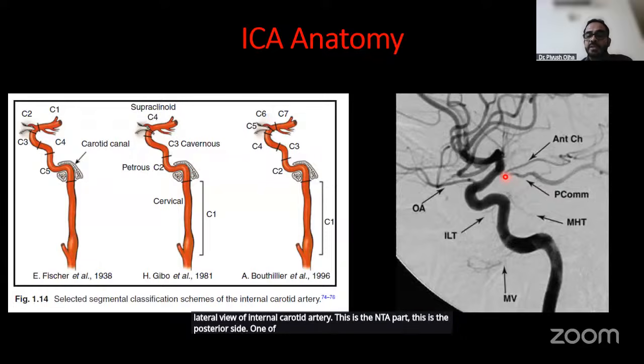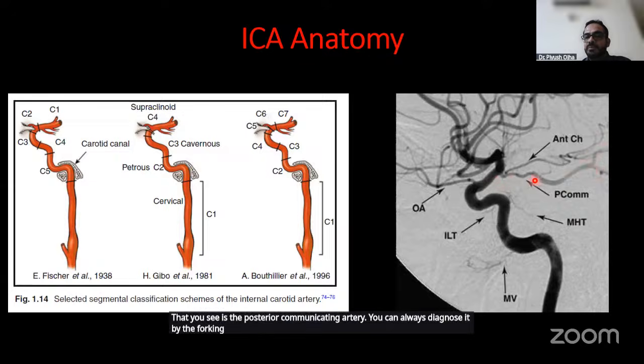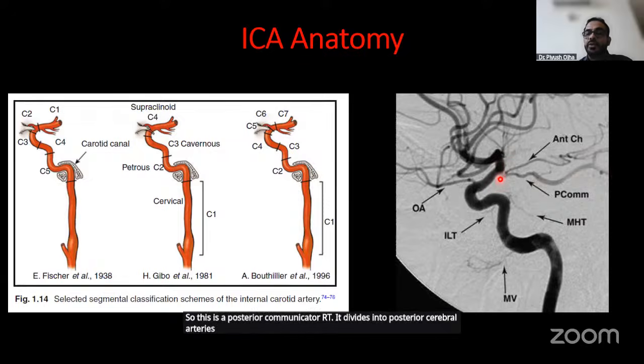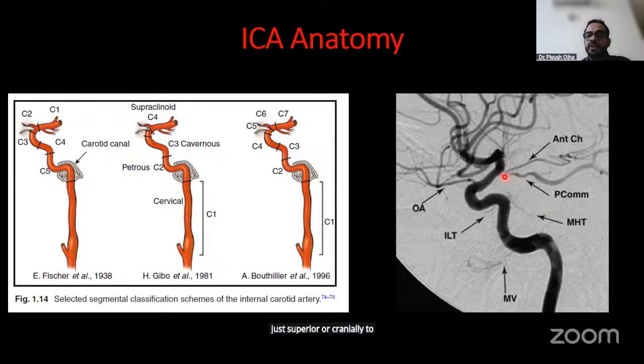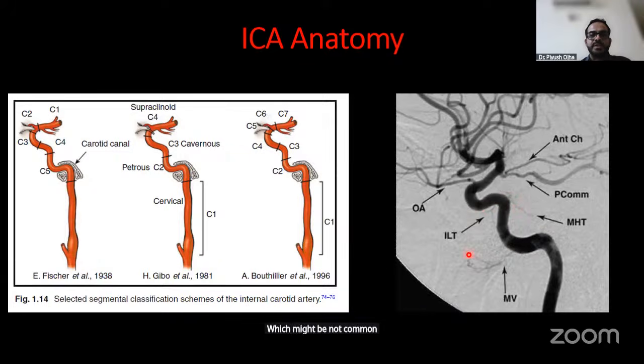One of the important branches that you see is the posterior communicating artery. You can always diagnose it by the forking. So this is a posterior communicating artery. It divides into posterior cerebral arteries. Just superior or cranial to the posterior communicating artery, you can see the anterior choroidal artery. Anteriorly, you might see the ophthalmic artery. You might see this artery continuing and giving a blush in the orbit. And then very rarely you can see other smaller branches like the inferolateral trunk or the mandibular artery or the meningohypophyseal trunk, which might not be commonly seen in patients usually.